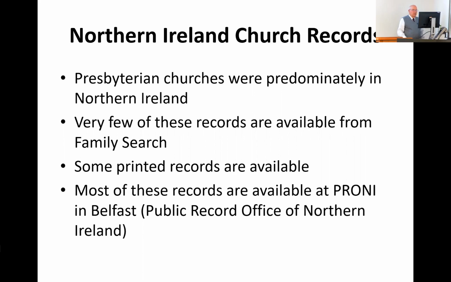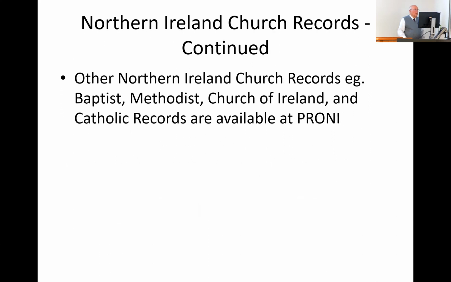PRONI has church records for some counties that border Northern Ireland. These counties are Monaghan, Cavan, Donegal, Leitrim, and Louth. PRONI is in the process of digitizing its film holdings, but these records to date are available only at PRONI. Church records other than Presbyterian are also available at PRONI. Baptist, Methodist, Church of Ireland, and Catholic records are all available at PRONI.